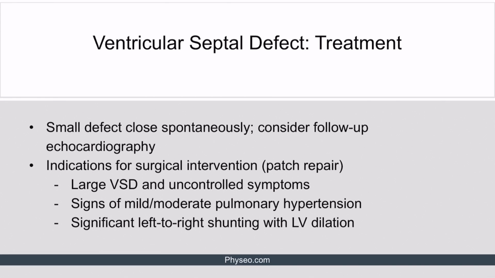Now let's talk about treatment of VSD. Small defects may close spontaneously and hence should be followed up by regular echocardiography, whereas a surgical intervention with patch repair is required when there is a large VSD and uncontrolled symptoms. Other indications include signs of mild to moderate pulmonary hypertension and significant left to right shunting with left ventricular dilation.